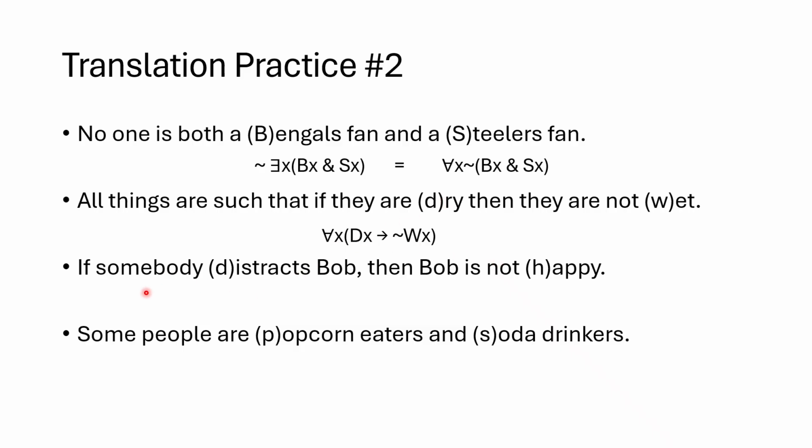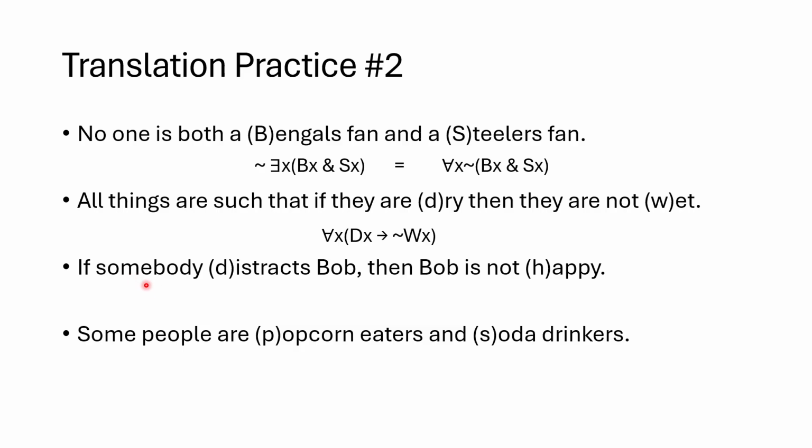Now this one will not have parentheses because we have this conditional statement again. We have an if-then, and we have a not, so there's another tilde. If we look at the consequent here, Bob is not happy, that's a specific individual. So Bob will be our constant in the one-place position of our happy predicate, or our H. And if we look at the antecedent, if somebody distracts Bob, who is distracting Bob? Well, it's not immediately clear, it's not defined.